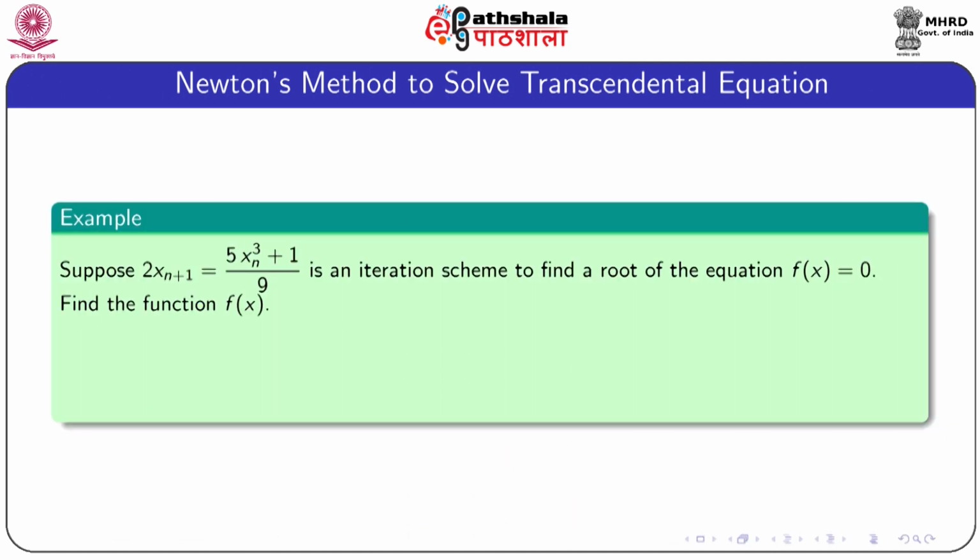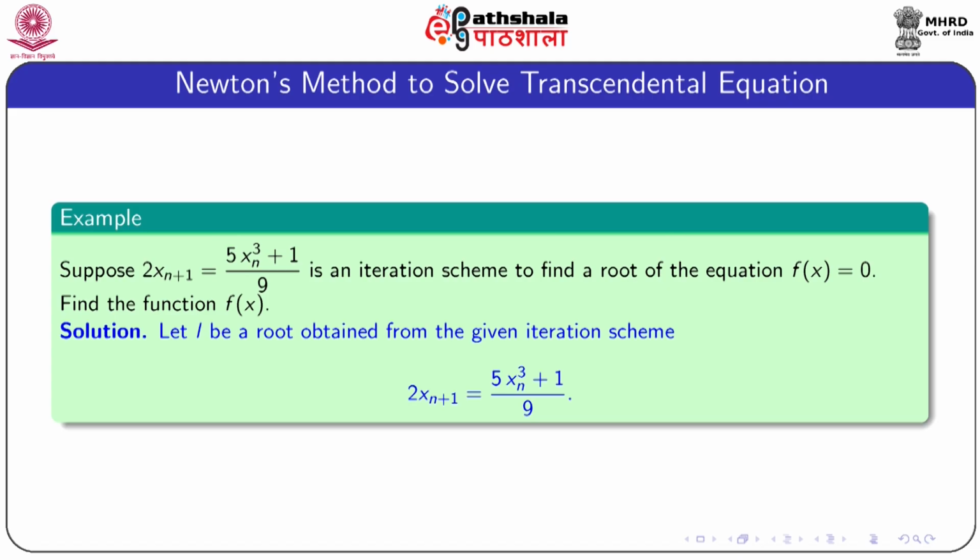Now, we consider another example. Suppose 2 into x(n+1) equal to 5 into xn to the power 3 plus 1 by 9 is an iteration scheme obtained by any method. It may be Newton-Raphson method or any other iteration method. To find the root of the equation f(x) equal to 0, our problem is to find the function f(x).